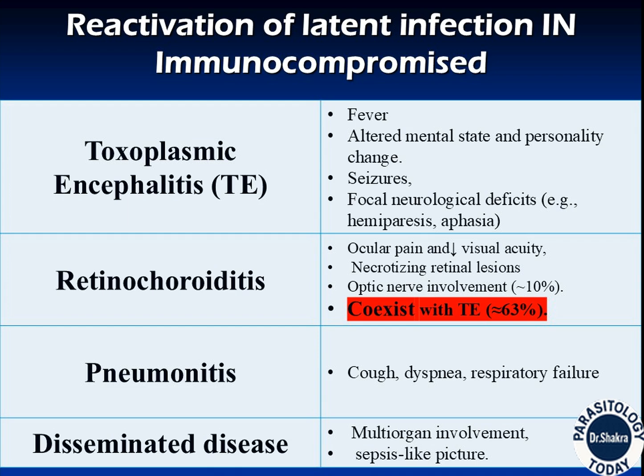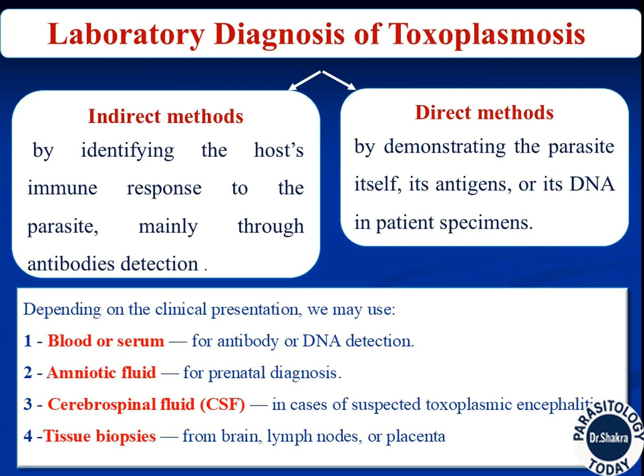4. Disseminated disease. In its most severe form, toxoplasmosis can spread systemically, affecting multiple organs, producing a sepsis-like picture with widespread inflammation and organ failure. The diagnosis of toxoplasmosis can be approached through 2 major strategies.